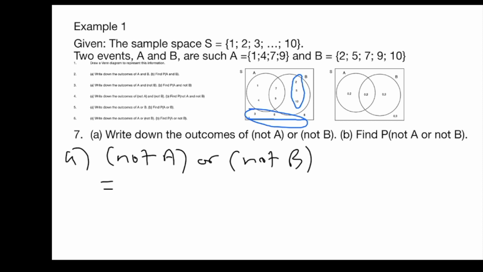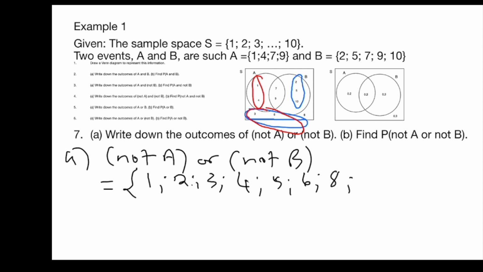What is not in B? Do you see that 1 and 4 are not in B? And also, obviously, 3, 6, 8 are not in B. So we take all those numbers and we put them together. We don't have to repeat a number. So we just write 3, 6, 8 once. So your answer should be everything really except 7 and 9, which is 1, 2, 3, 4, 5, 6, not 7, then 8, not 9, but 10.